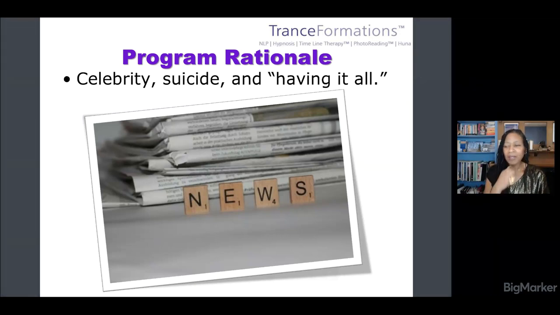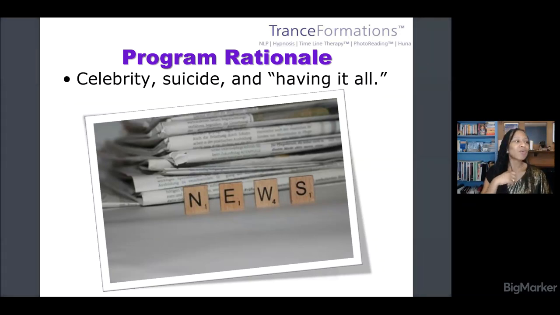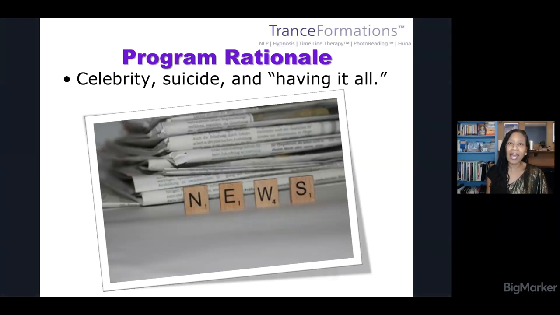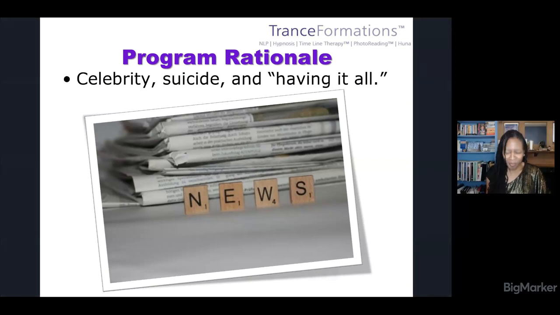So the question then becomes, well, hold on a minute. If they've got the thing that many are aspiring to, and it is kind of the be all and end all, why is it then that they would take their own lives? There's got to be more to it than that. And I know that Jim Carrey famously says he wishes everyone could be wealthy so that they could realize that it's not the be all and end all.